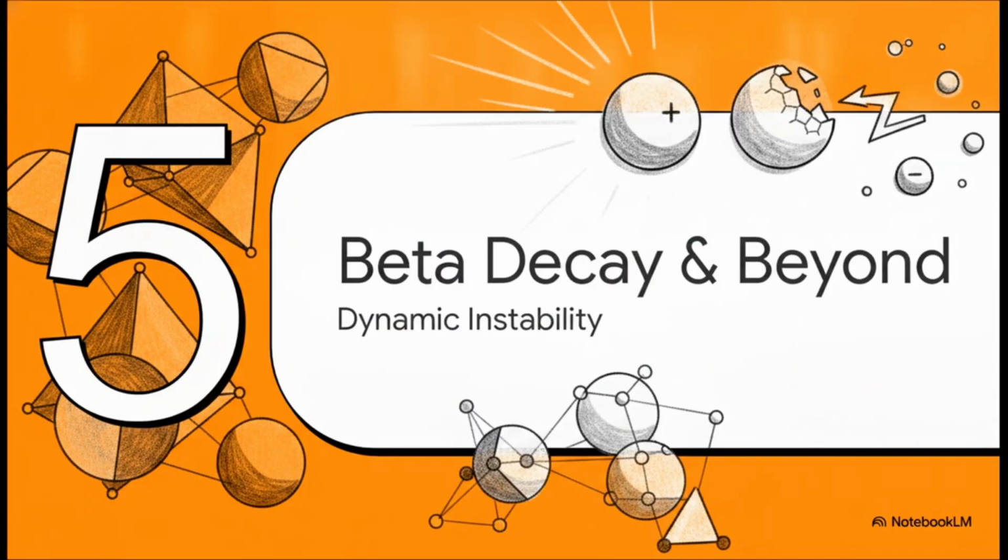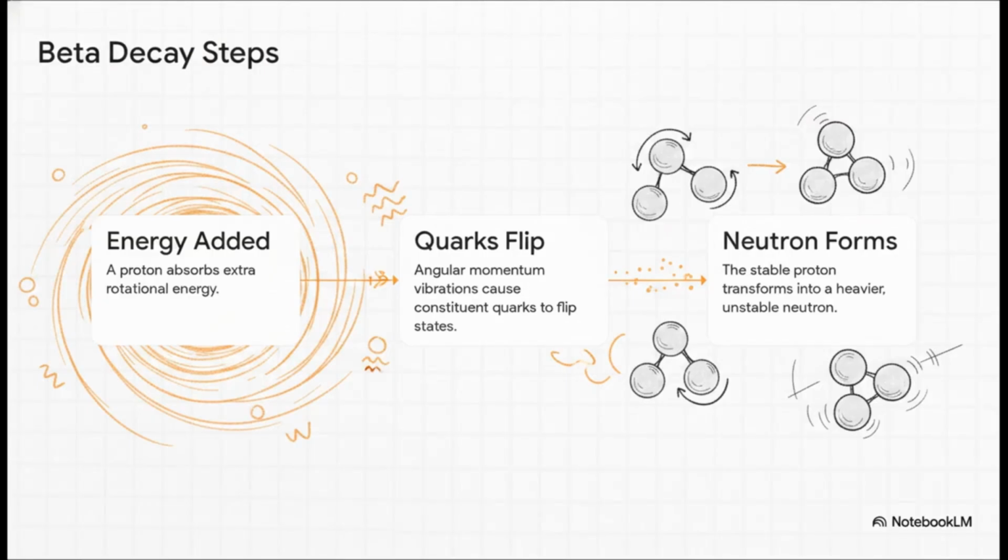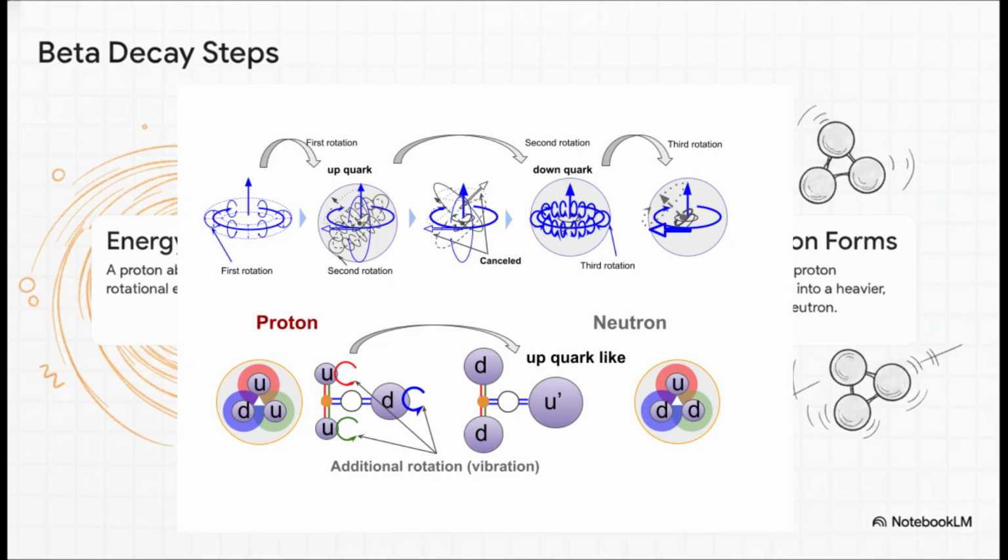Section 5. Beta decay and beyond. Let's look at the precise mechanical steps of how a particle transforms. Step 1. If a perfectly stable proton absorbs extra rotational energy, its internal angular momentum vibrations get completely overwhelmed. Step 2. This forces the constituent quarks to literally flip their rotational states. The up quarks flip to down quarks, and a down quark is forced into an up-like precession. And step 3. This instantly transforms our stable proton into a heavier, unstable neutron.